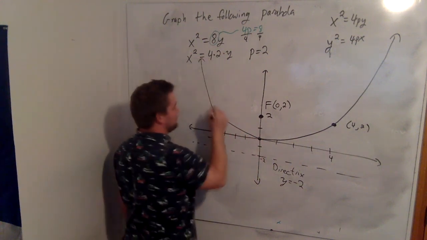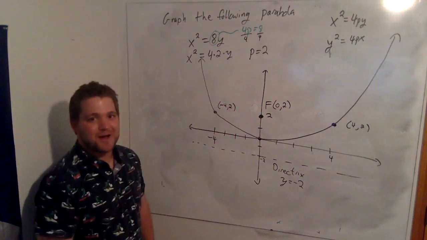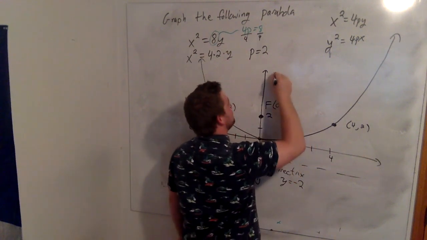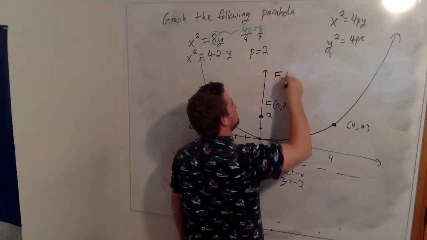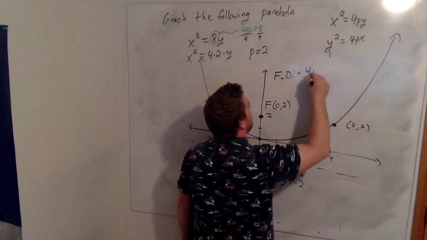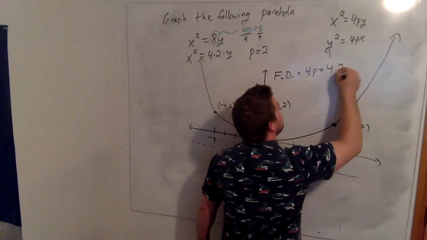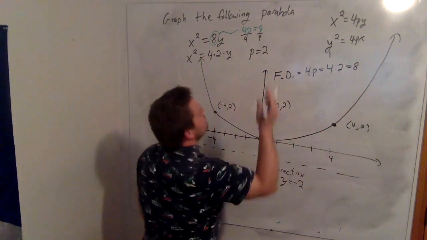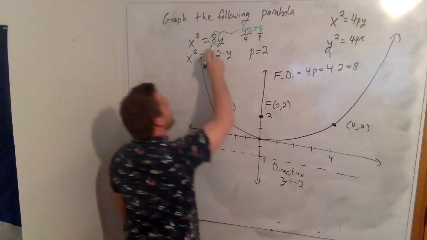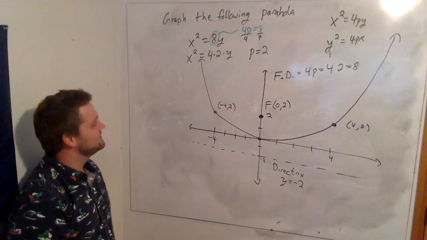So this is the point (-4, 2), and here we have our parabola. It might be nice to note what the focal diameter is. The focal diameter is going to be equal to 4p, so that's 4 times 2, which is equal to 8. But knowing the equation for a parabola is x squared equals 4py, you could almost just look at the coefficient in front of y to figure out your focal diameter.